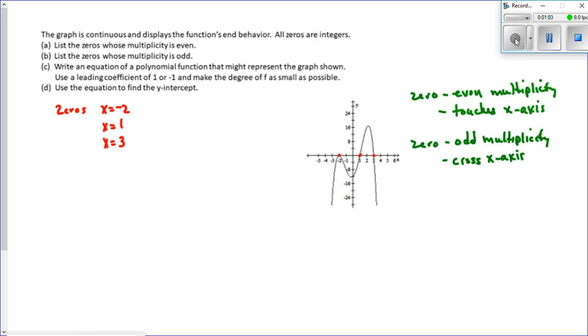Okay, so looking at each zero, x equal -2, the graph is going up, touching the x-axis, and going back down. So it has even multiplicity since it's just touching the x-axis. Okay. X equal 1. The graph is crossing the x-axis, so that means it has odd multiplicity. And likewise, x equal 3 is crossing the x-axis, so it also has odd multiplicity.